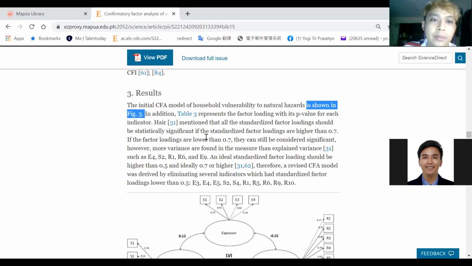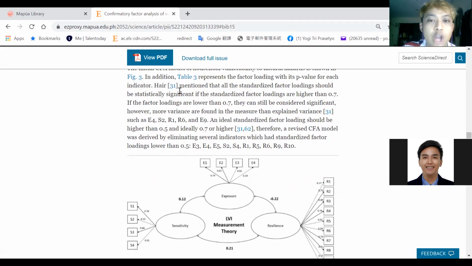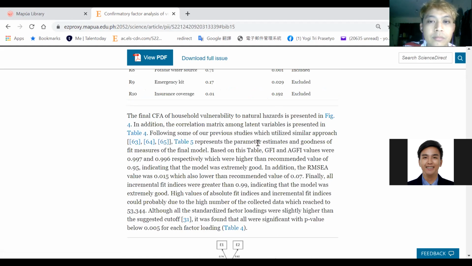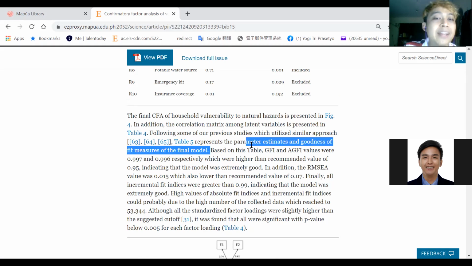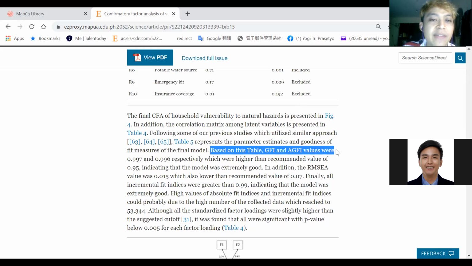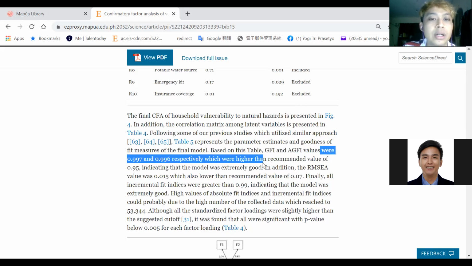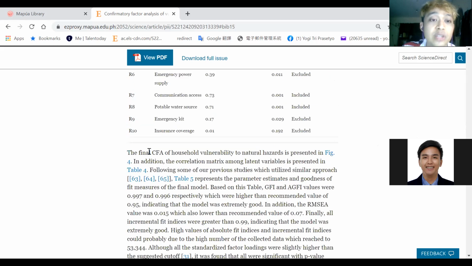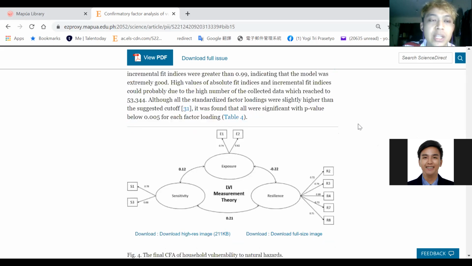So many students make a mistake with this one. In addition, this one, Table 3 represents. It's not "represented." But if you would like to talk about the findings inside, let's say, based on this table, the GFI values were. So now if you talk about the findings, then you use the past tense. In the results section, usually students make so many mistakes, especially in this one.